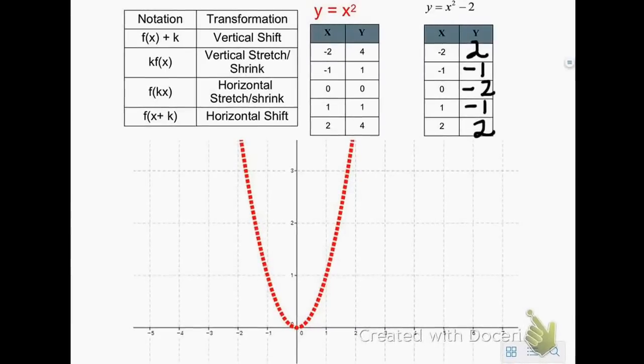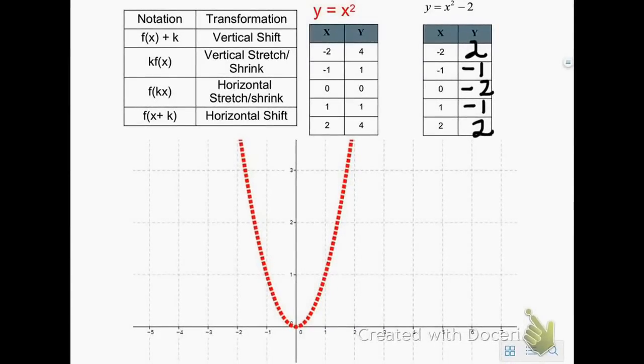Here's another example of a transformation. I want to compare the graph y equals x squared minus 2 to the parent function y equals x squared. Again, our constant, negative 2, is outside the parentheses. Therefore, it's going to be an example of this. We know it's going to be a vertical shift. So if I graph the points, negative 2, 2 would graph here. Negative 2, negative 1 would graph somewhere around here.